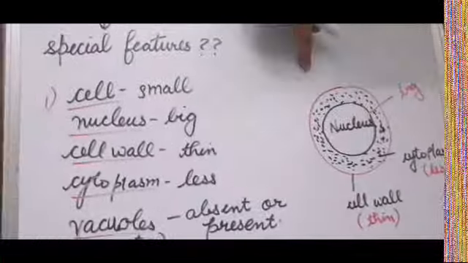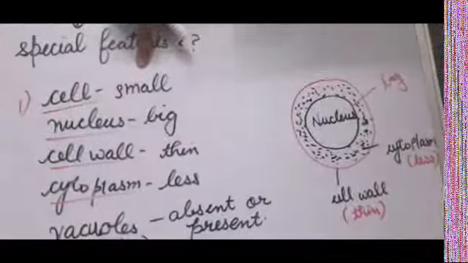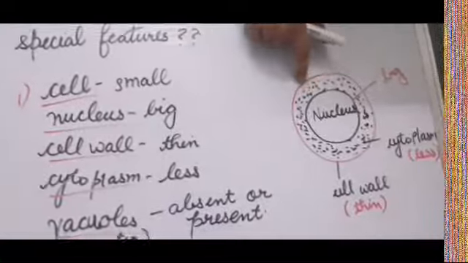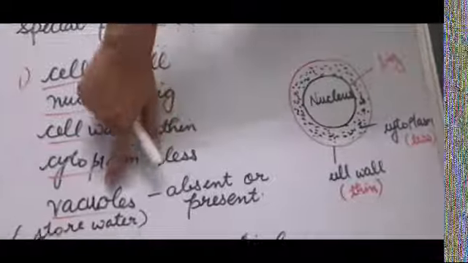Okay, so these are the characteristics of meristematic tissue. Means the meristematic tissue has a cell which is very small. Nucleus is very big. Cytoplasm is very less. The cell wall on the outside is very thin, and the vacuoles may be absent or may be present.